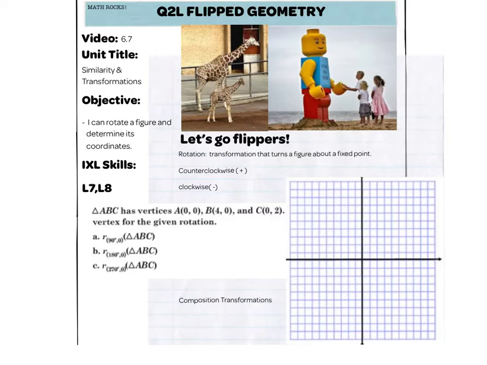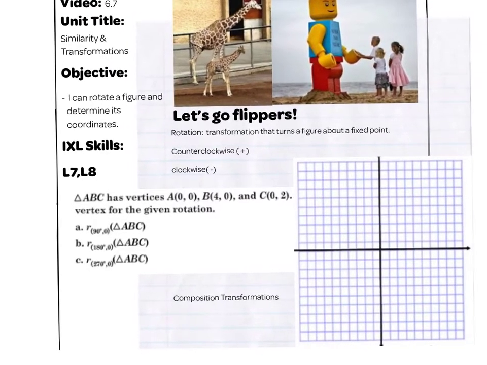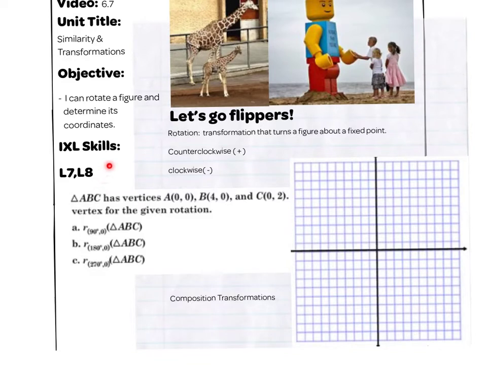Alright, so again, the objective today is I can rotate a figure and determine its coordinates. And your IXL skills that you should be able to work on are L7 and L8. They will not take a long time, so please, again, do not wait until Friday to do them. They should be all updated by the time I see you in class this week. All right, so let's go flippers.